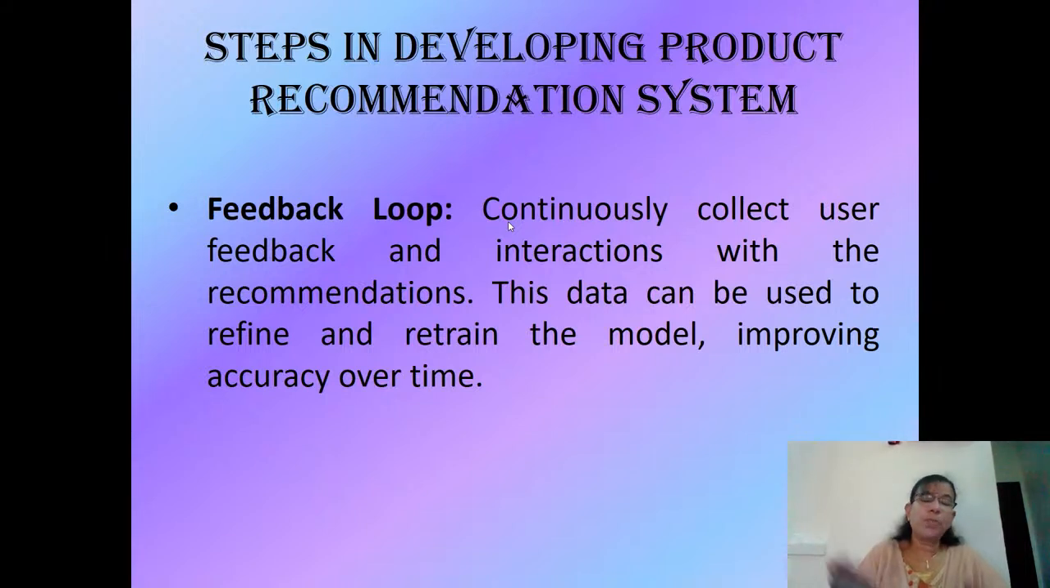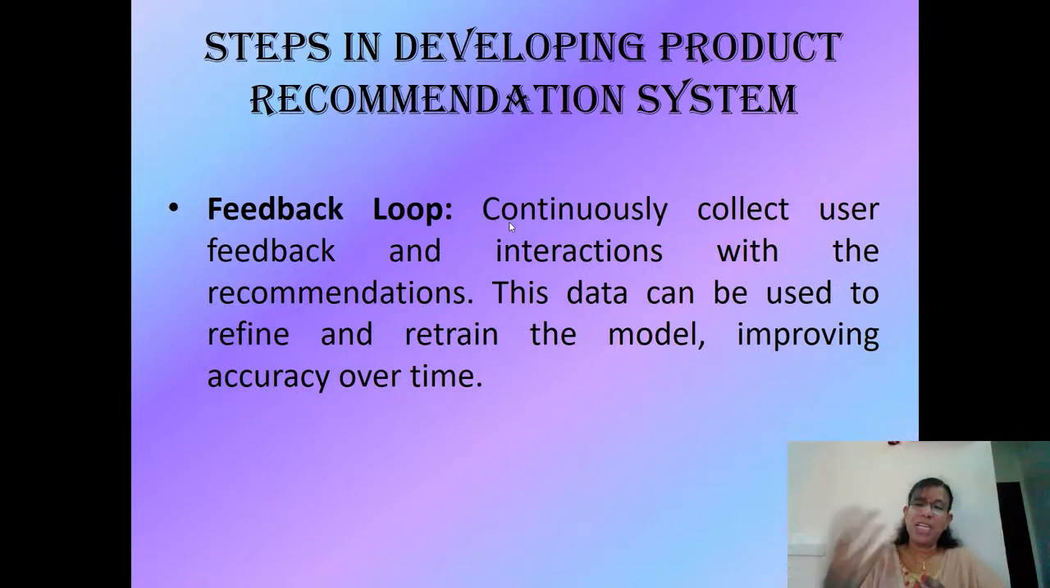And then the feedback loop. Once it is implemented, the system will not stop. Continuously it will collect user feedback. Sometimes you may notice that when you buy some products, it will suggest some products and then ask you whether this information is useful to you, yes or no. If you click yes, that is positive feedback. If you click no, then this feedback will be collected and the product recommendation system will be refined again. So this is called the feedback loop.